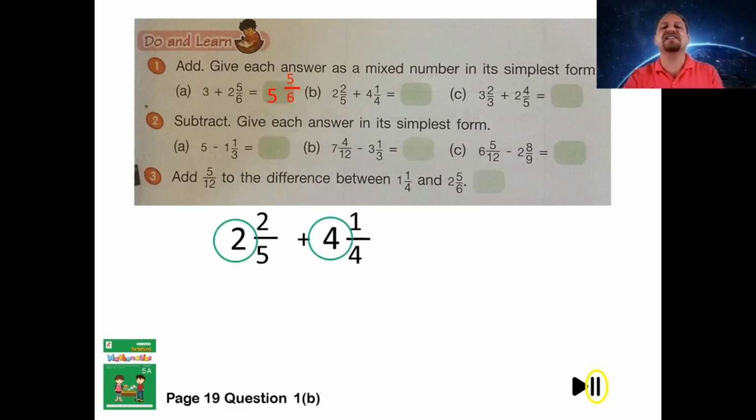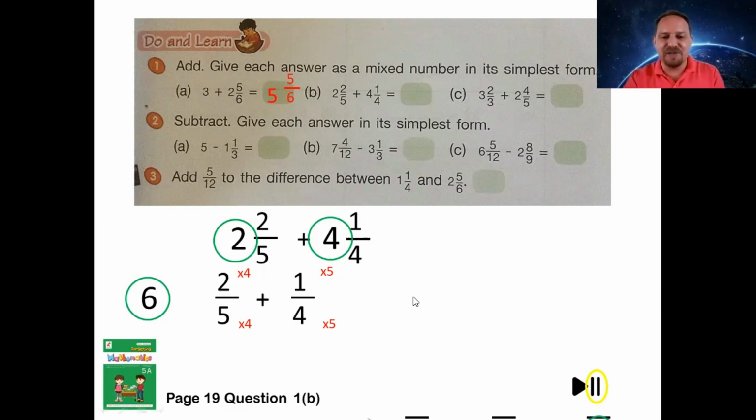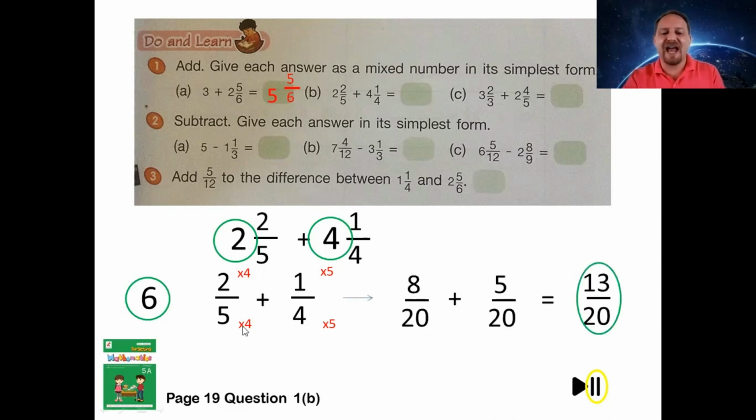What did we do then? So we isolated 2 and 4, that would give us 6. And then we'll plus 2 over 5 and 1 over 4. We need to find a common multiple between 5 and 4, which would be 20, wouldn't it? So 2 times 4 is 8, 5 times 4 is 20, 1 times 5 is 5, 4 times 5 is 20, 8 plus 5 gives us 13. We can't simplify 13 over 20, so we just plus it to the whole number 6. And we get the answer 6 and 13 over 20. Well done if you got that correct.